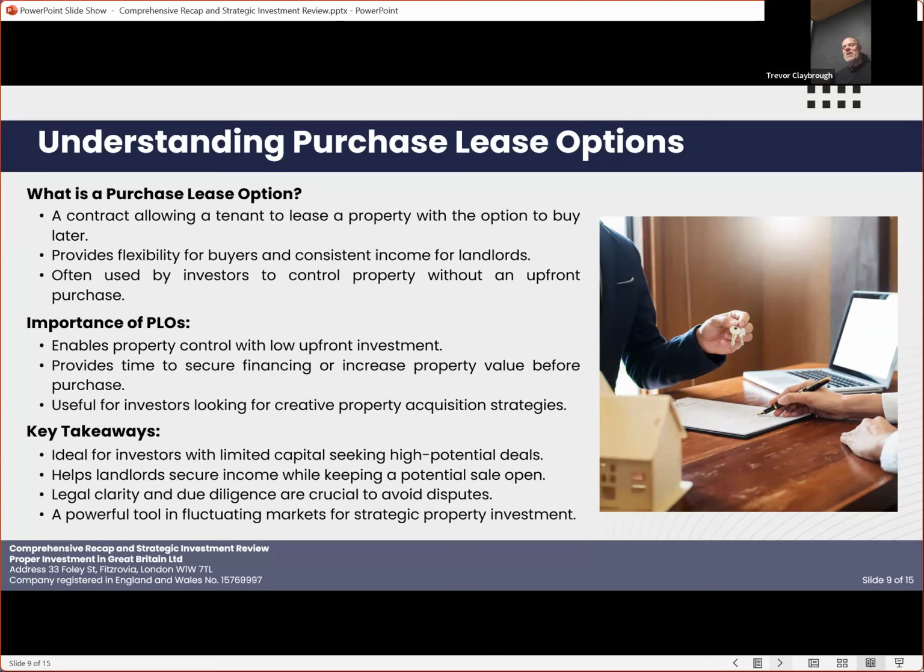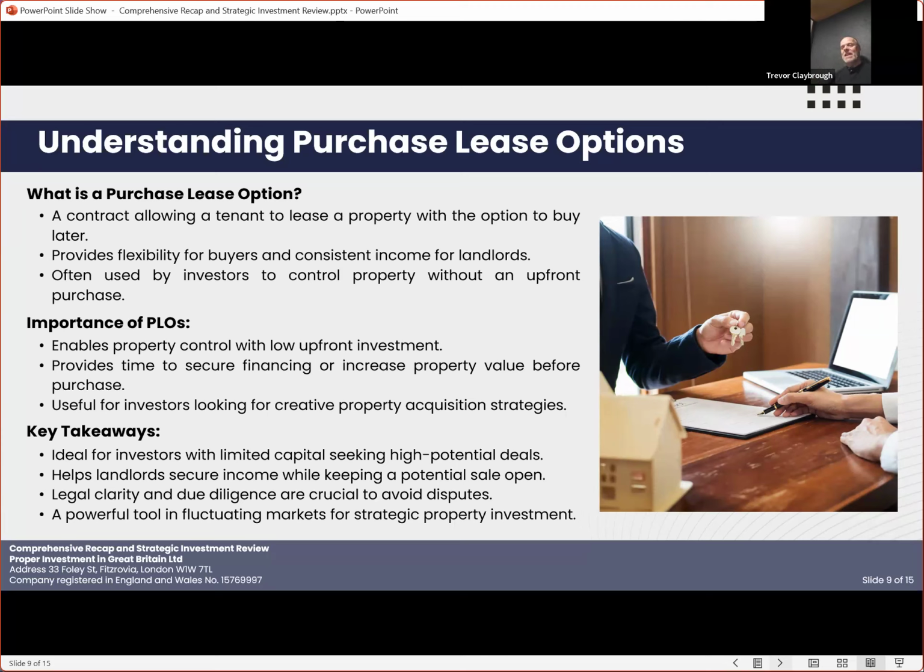So in reality, if we don't exercise the option to purchase, A, we're probably stupid. And secondly, the owner will have got a property that's worth more, that he'll be able to sell more, and actually potentially for more than the option to purchase that we've agreed on.